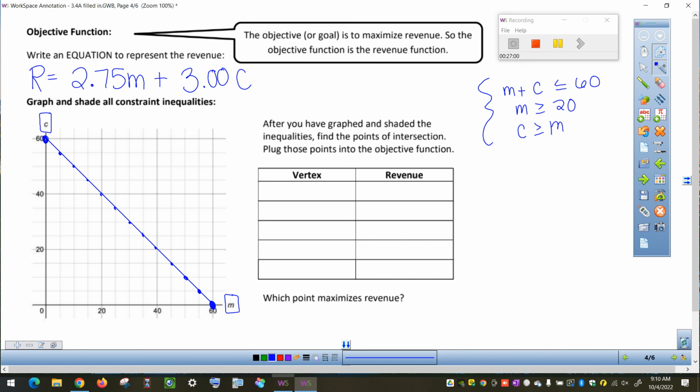All right, now when we think about the shading here, if you plug in 0, 0, well, 0 is less than or equal to 60. That is true. So kind of like the one that we did before, we're going to go and shade towards 0, 0.